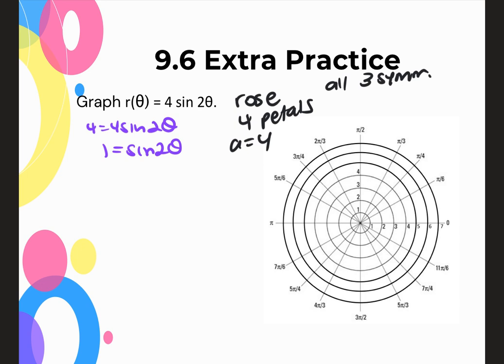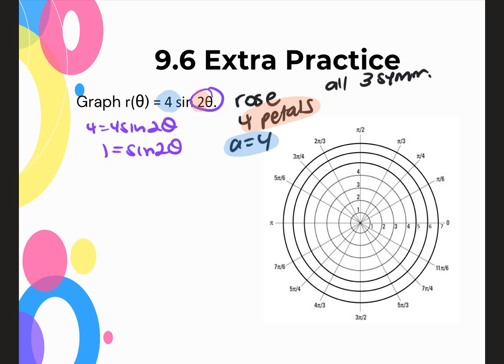Then came the rose. I know it's a rose because it has a number next to theta and it's not squared. If it had that number next to theta but was squared, it's a lemniscate. I know that number is even, and if it's even, I double it to get the number of petals, which means there's 4 petals. The number on the front is your petal length, which means A is 4. If it is even, it also has all 3 types of symmetry.